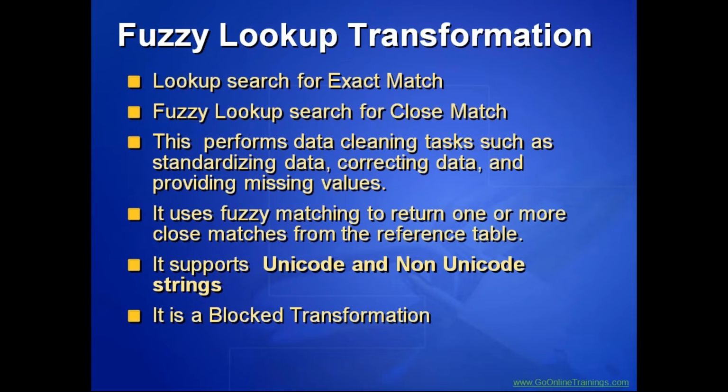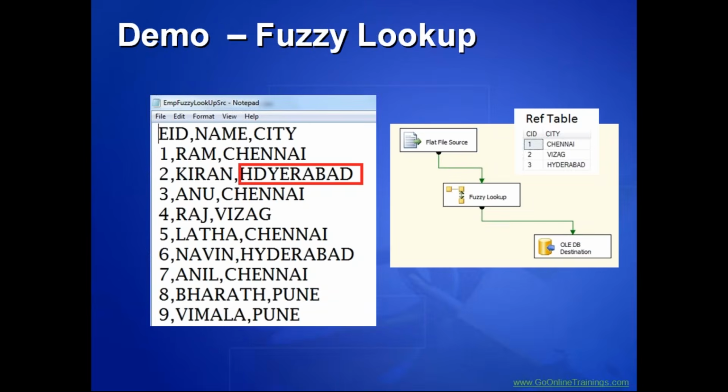It supports Unicode and non-Unicode strings. Because it is a block transformation, it always works on string data only. It could be Unicode data or non-Unicode data. Unicode means international languages, non-Unicode means purely English. Okay, so with fuzzy lookup, let us understand what the purpose of this is. Now, I have some data in a flat file, and I am applying a fuzzy lookup and sending the data, and this is my reference table. I have city ID, Chennai, and two, Vizag, city some Hyderabad.